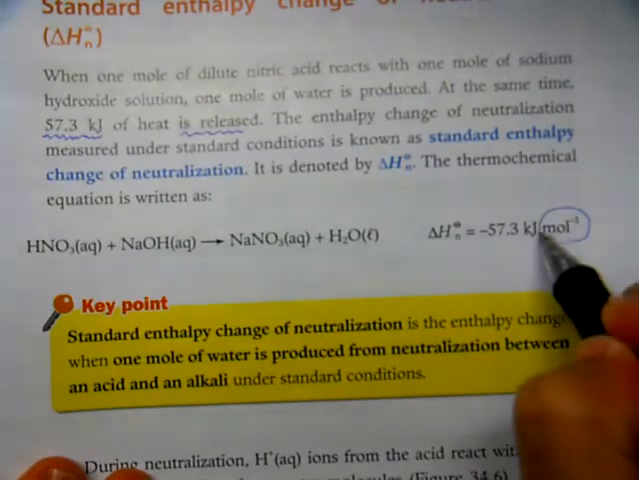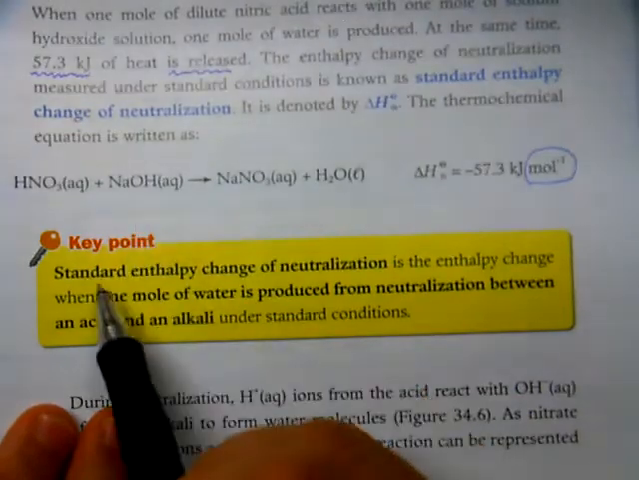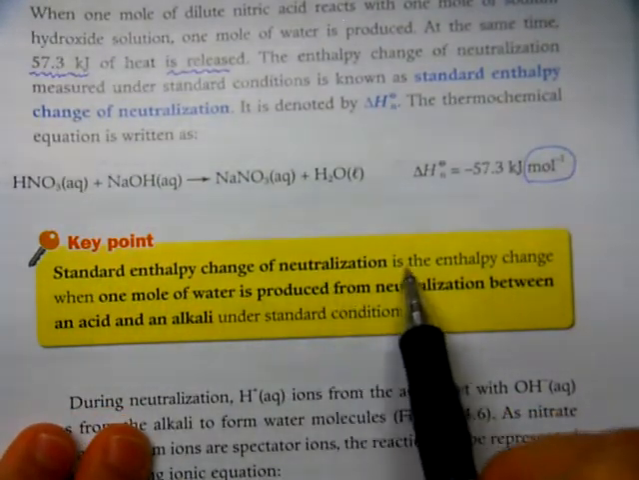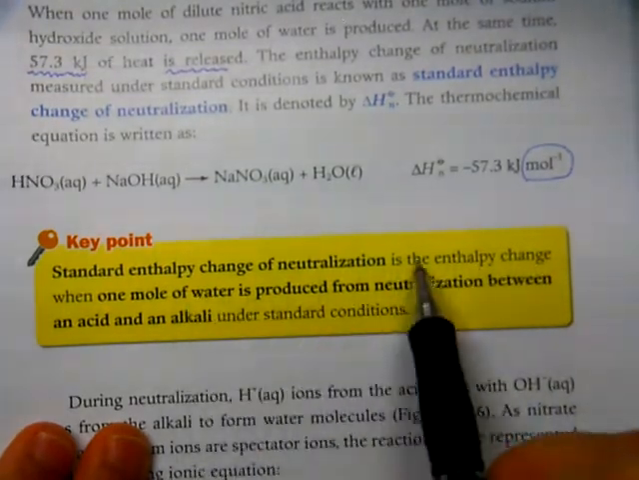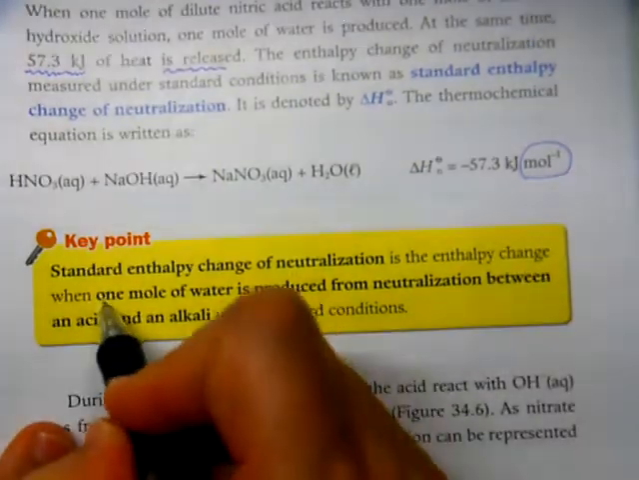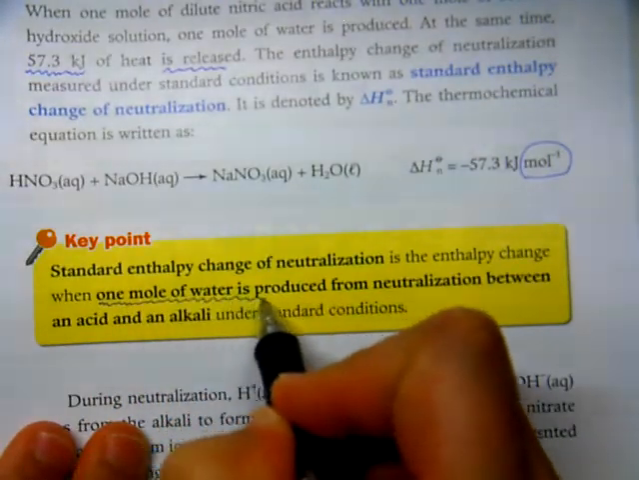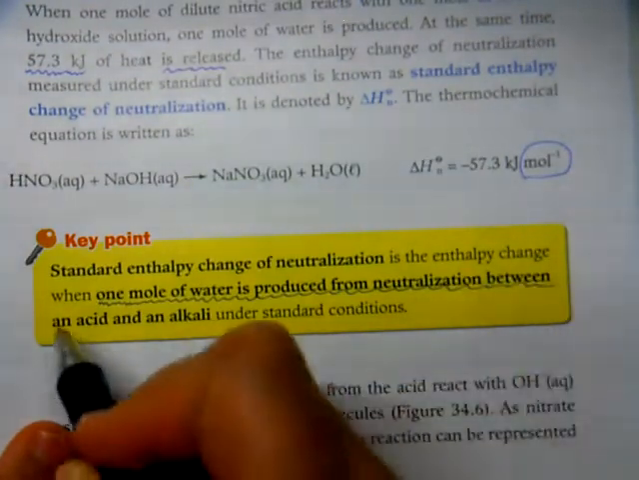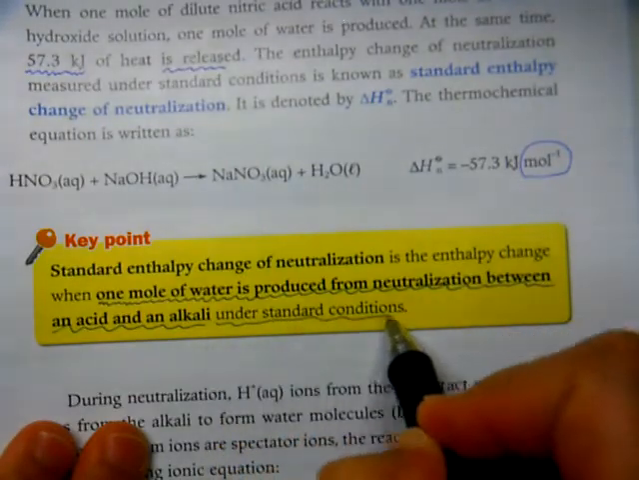Now, let's focus on per mole. What is the meaning of per mole? Per mole of what? Standard enthalpy change of neutralization is the enthalpy change. Bear in mind, every time in writing the definition, you use this format. Is the enthalpy change when, but you must highlight this one, 1 mole of water is produced from neutralization between an acid and an alkali under standard conditions.